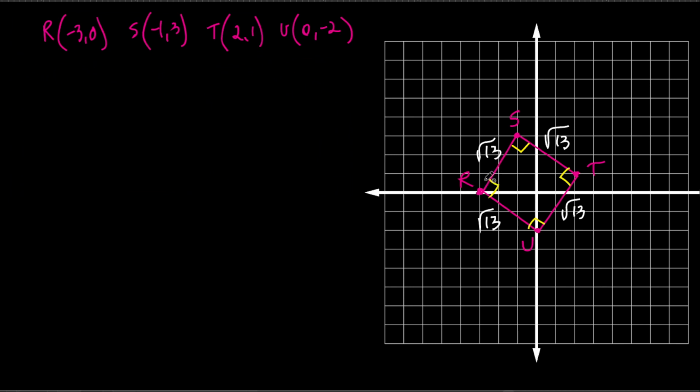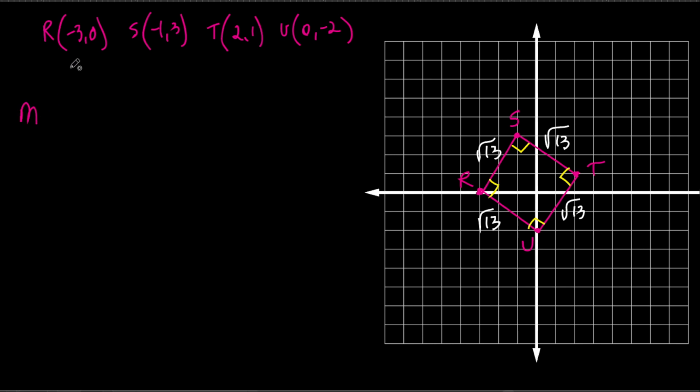All right. So what we're going to do is we're going to find the slopes. I want to find the slope of RS and the slope of ST. Okay? Everybody watching? If I find the slope of RS and the slope of ST, and their slopes are negative reciprocals of each other, then what's true about those two lines? They are perpendicular.